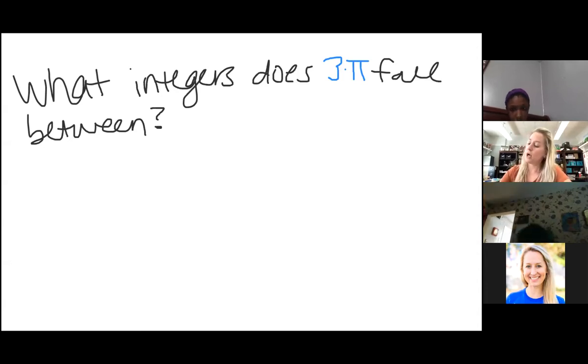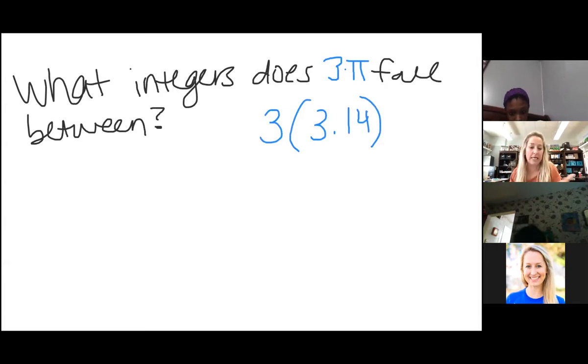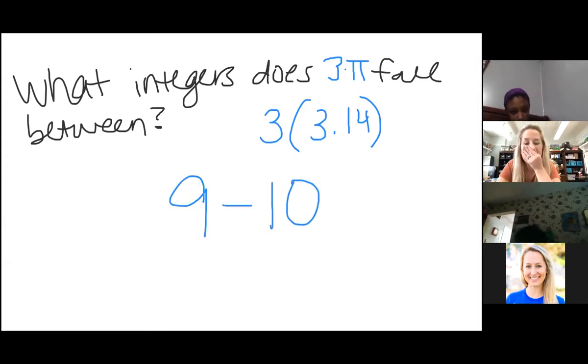So if 3 times pi, then really we're doing about 3 times 3.14. And 3 times 3 is 9, so it's going to be 9 and some change. So it's going to be between 9 and 10, just to be able to estimate that. I don't think it would ask you exactly what that is because you can't exactly calculate what 3 times pi is. But you can estimate what it would be about between.